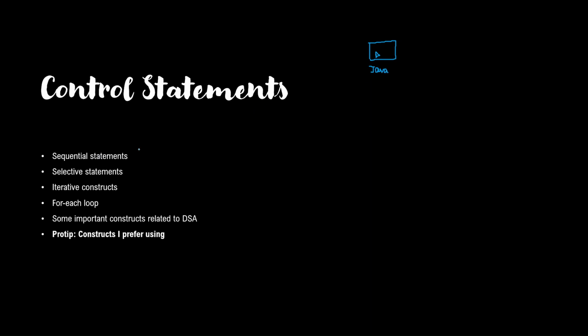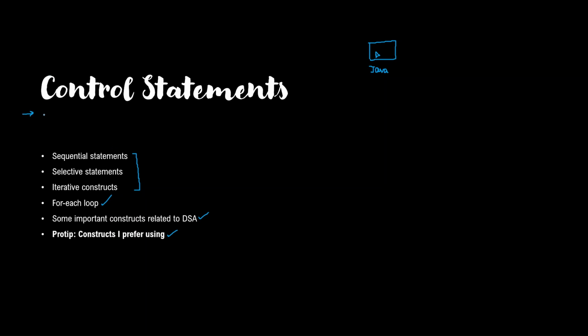Talking about control statements, the three types of constructs that we are going to discuss are selective, sequential, and iterative. Then we'll also talk about the for each loop, some constructs which are related to DSA, and the constructs which I prefer using my own self. But before that, what are control statements?